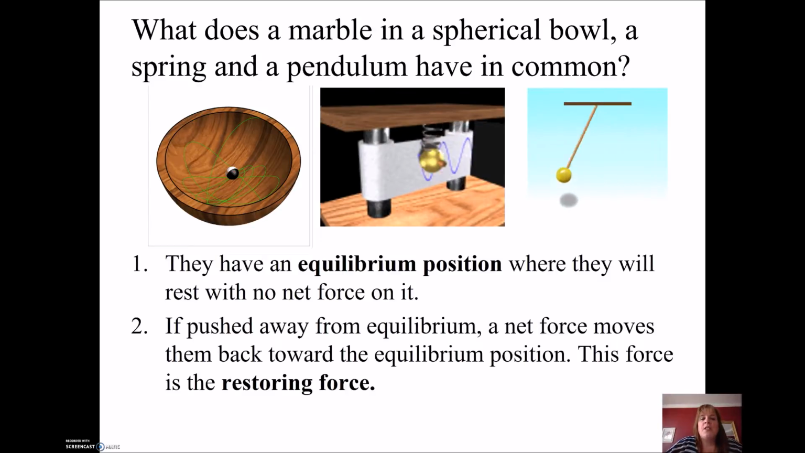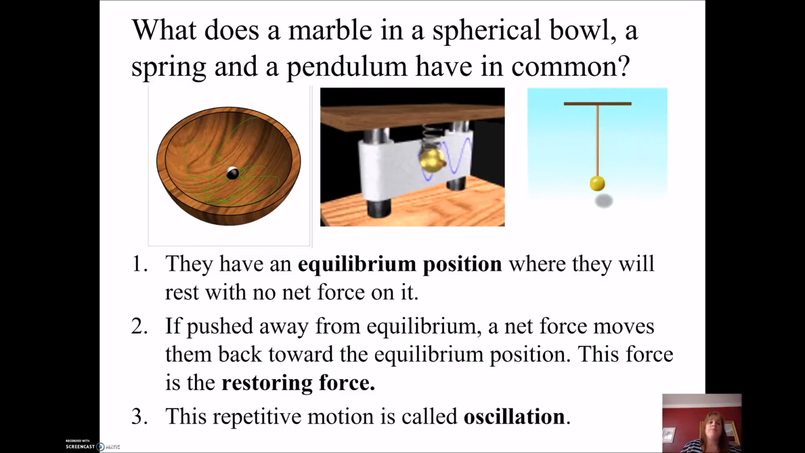If we push this object, whether it's a marble or a pendulum or a spring, away from that equilibrium position, then there's a net force that tries to move it back towards the equilibrium position. And this force is called a restoring force. And the repetitive motion, which my spring and my pendulum are still undergoing, is called an oscillation. So oscillation means repetitive motion, and it's caused because I have a restoring force trying to bring this object back to its equilibrium position where it's at rest.